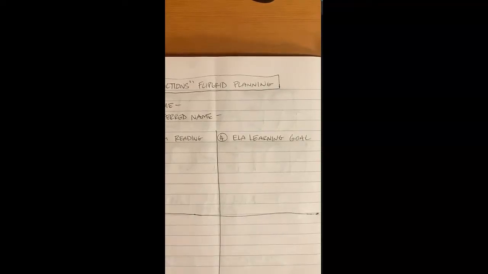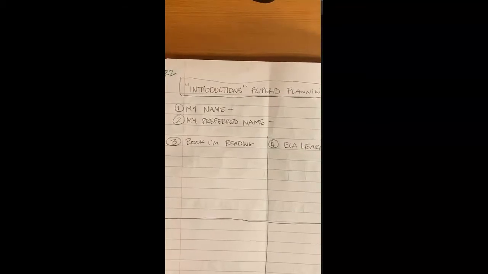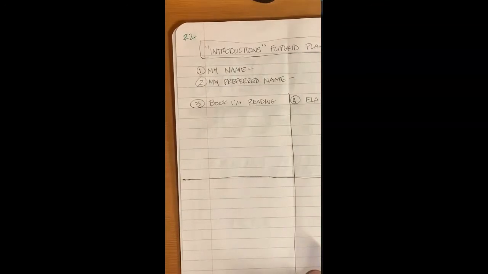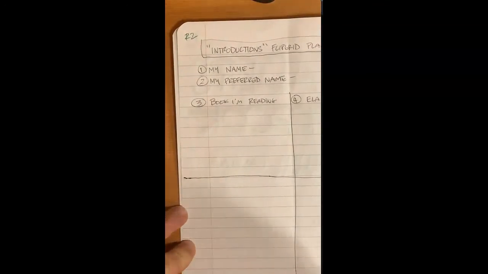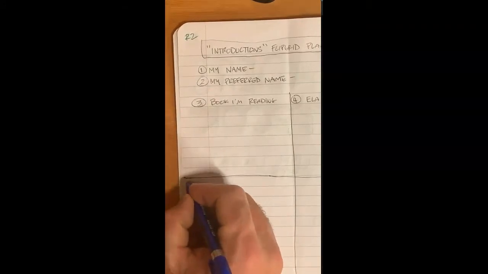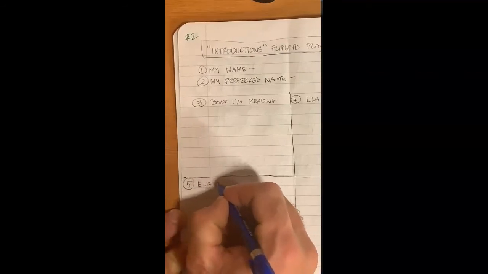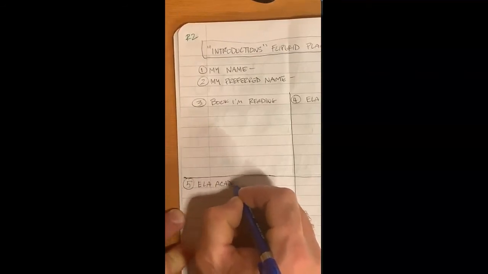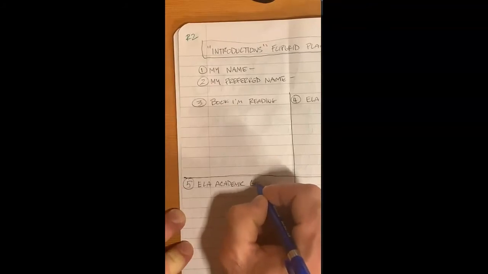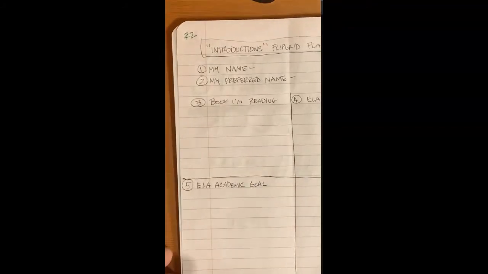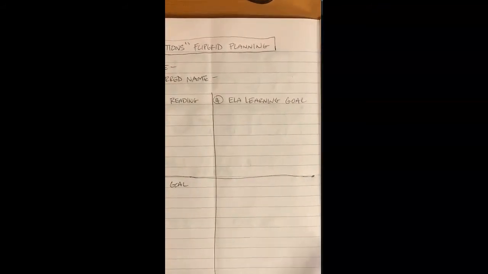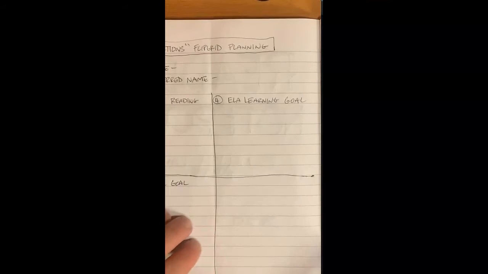So on my page now, I have 1, 2, 3, and 4. Now I'm going to go to the bottom left down here. I'm going to call this number 5, and this is going to be ELA academic goal. And then my final one, moving over, is number 6, and this is an interesting and unique thing about me.